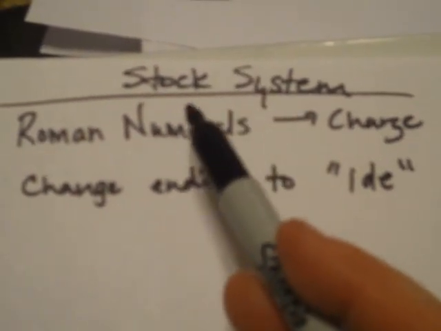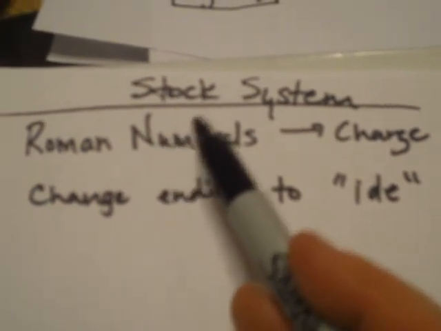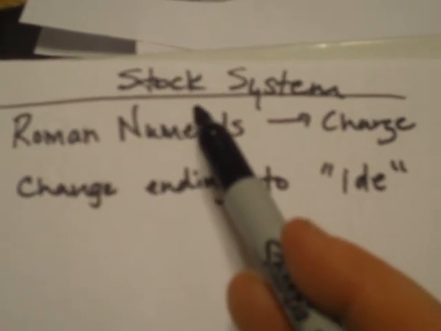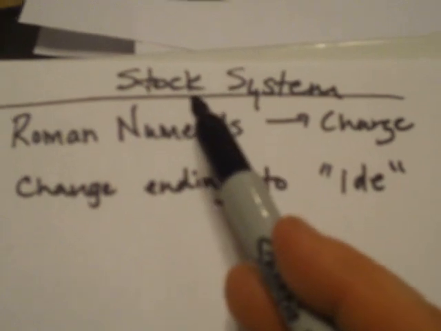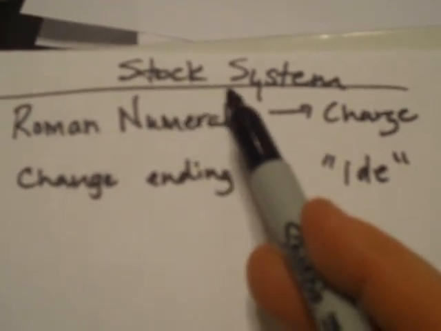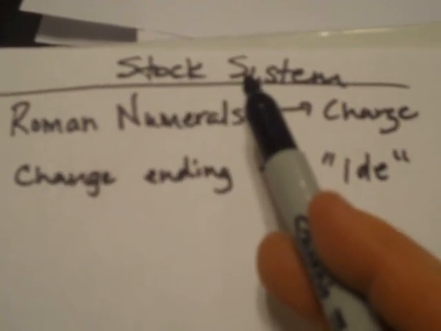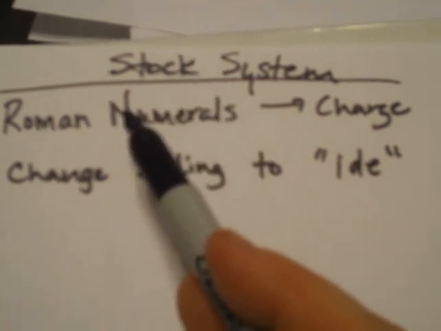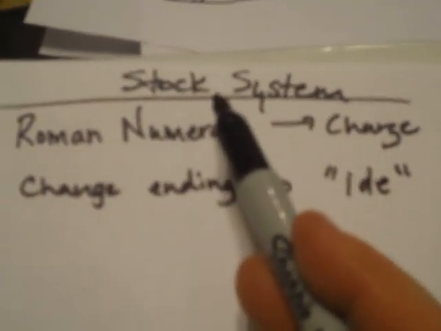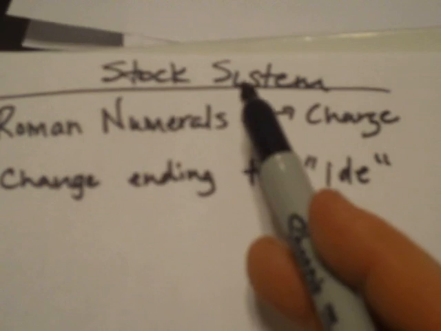I'll always tell you to use one or the other. If you mix the rules, you won't get anything right. Trying to mix the rules is like bringing a baseball bat to play flag football. You're either going to play by the baseball rules or football rules. You can't mix the rules. So this video is about the stock system.